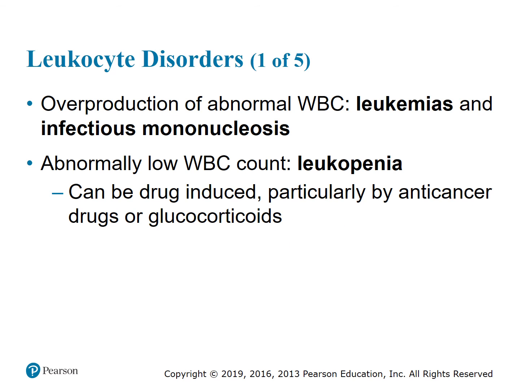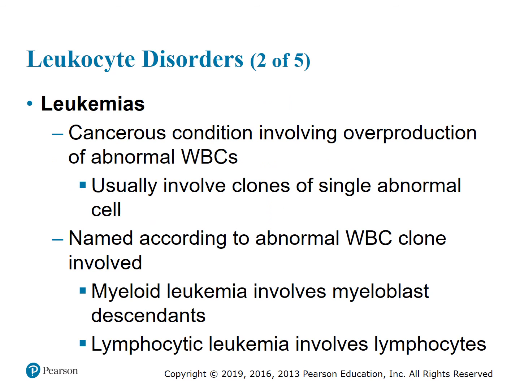Leukocyte disorders. Overproduction of abnormal white blood cells are called leukemias, and infectious mononucleosis, and an abnormally low white blood cell count is called leukopenia. It can be drug-induced, particularly by anti-cancer drugs or glucocorticoids. Leukemia is a cancerous condition involving an overproduction of abnormal white blood cells. It usually involves clones of a single abnormal cell, and is named according to the abnormal white blood cell clone that is involved. So myeloid leukemia involves myeloblast descendants, whereas lymphocytic leukemia involves lymphocytes.